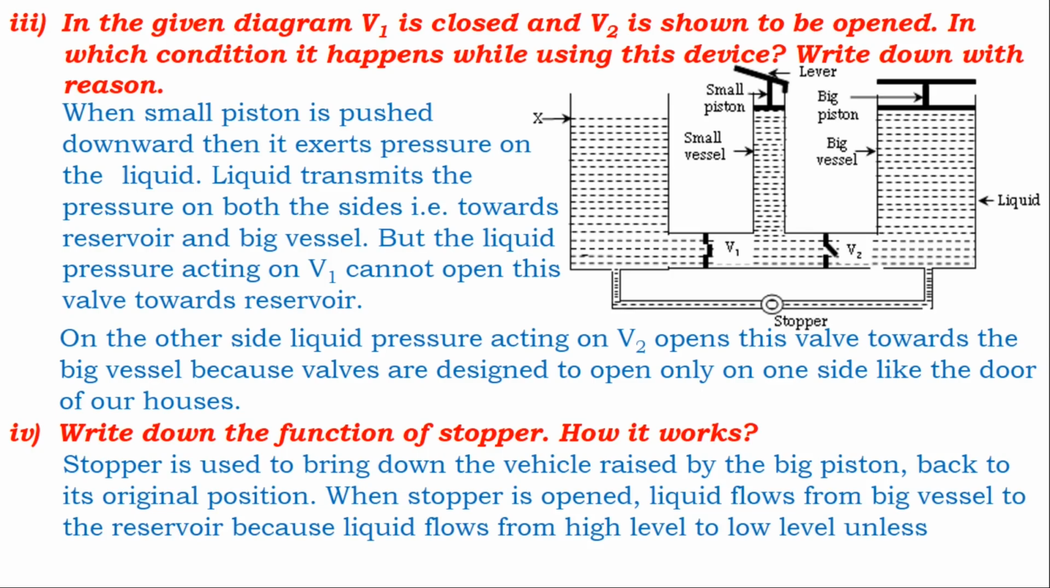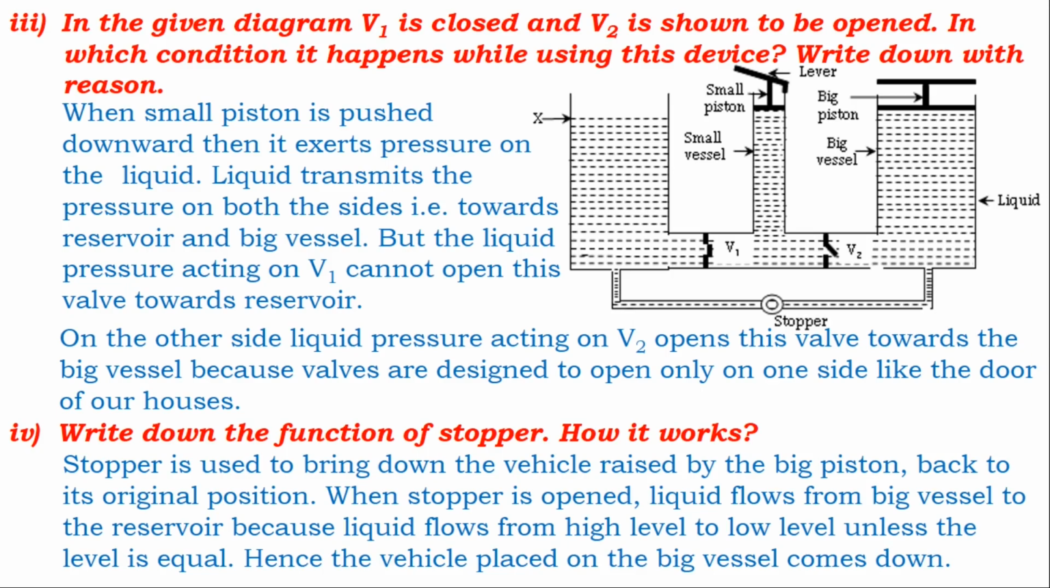When stopper is opened, liquid flows from big vessel to the reservoir because liquid flows from high level to the low level unless the level is equal. Hence the vehicle placed on the big vessel comes down. This means the stopper has a great function. Whenever the vehicle is raised by this big piston, and it has to be brought back downward when work finishes on it, at that time we'll open the stopper. Okay, let's go to another question.